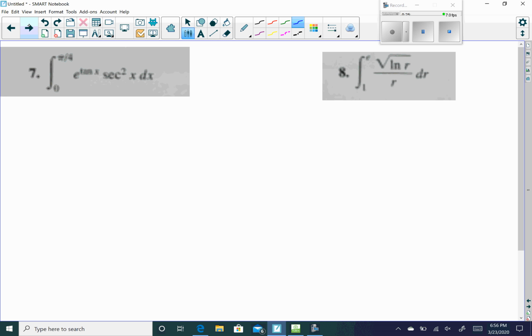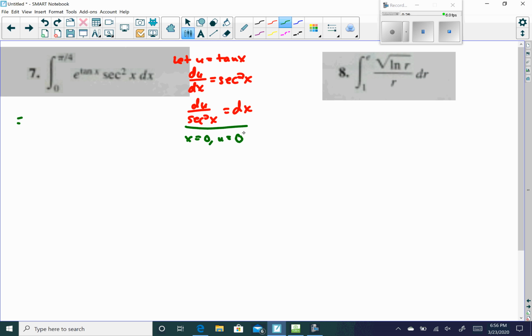All right, looking at 7, we definitely want to do u substitution here. I'm going to let u equal the tangent x. And then du over dx is going to equal secant squared x, which is nice because we want that secant squared x to be gone. So du over secant squared x is going to equal dx. So now this becomes, and again I want to try to write these out so that when x is 0, u is going to equal 0. And when x is pi over 4, tangent of pi over 4 is going to be 1.